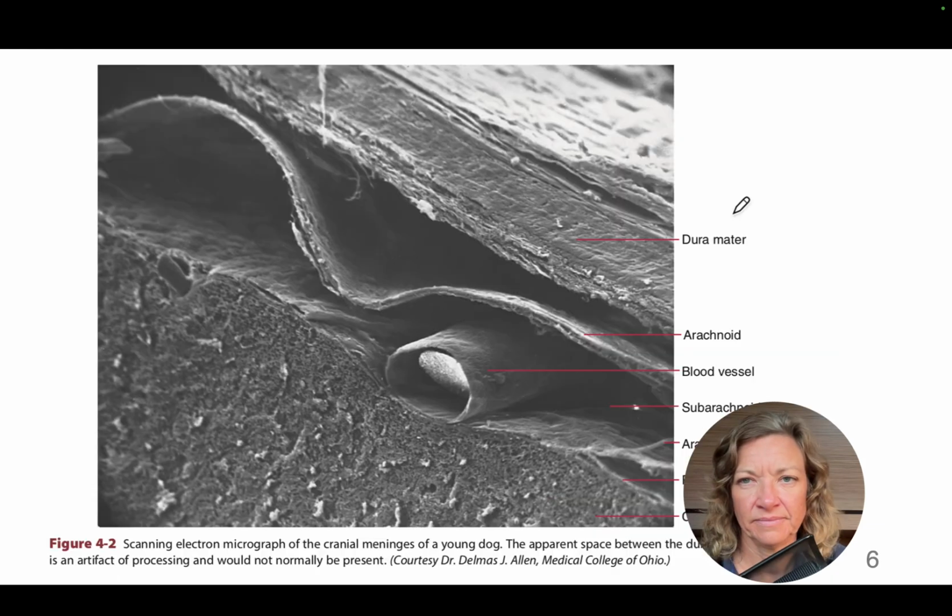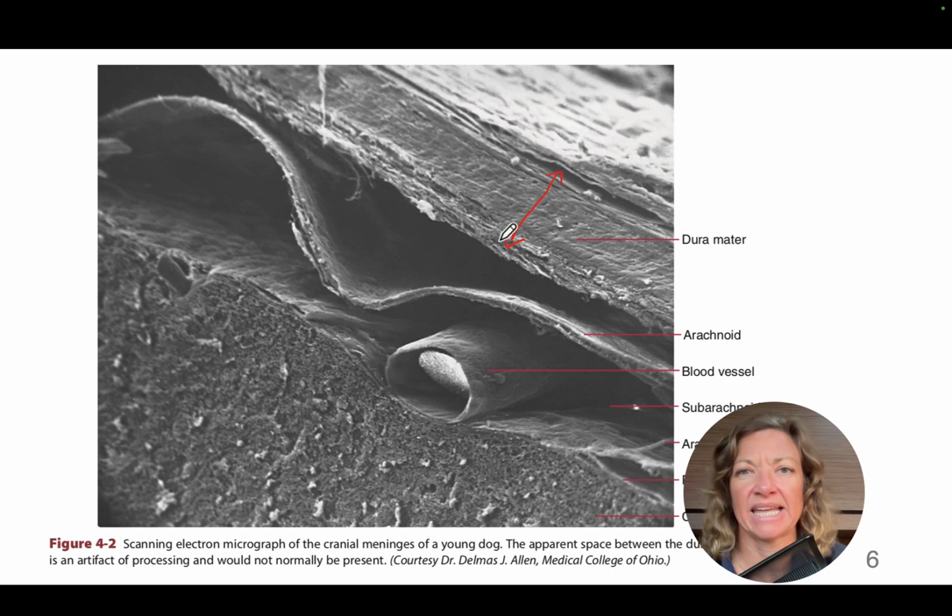Now finally, this is a scanning electron micrograph of the cranial meninges, happens to be in a dog, but I like to show this, the SEM, the scanning electron micrograph, so people really get an appreciation of how thick and tough the dura is.